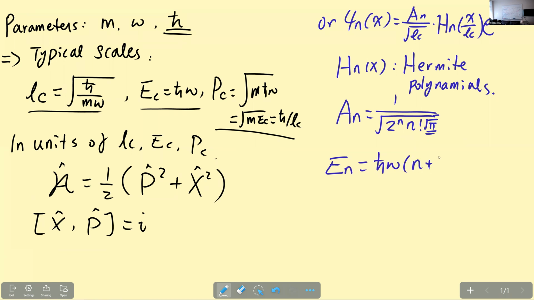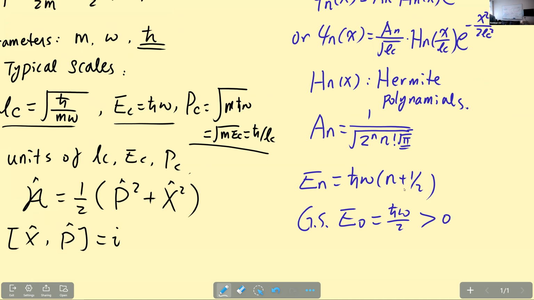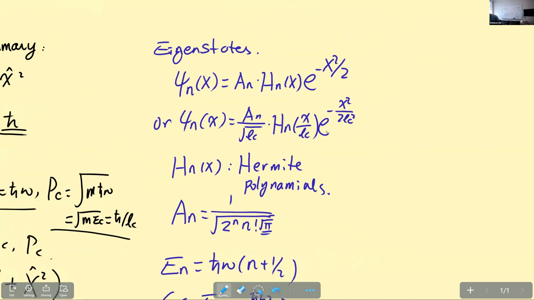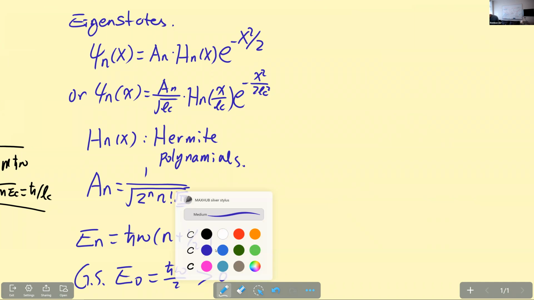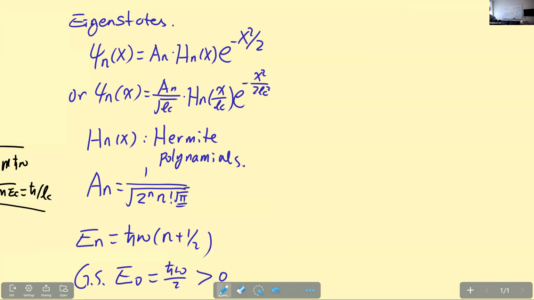So the energy is also very intriguing. It's equally spaced. And the important thing is that the ground state energy E0 equals h bar omega over 2, and this is not 0. The reason is that we have vacuum fluctuations. We have, so-called, x squared equals 1 over 2, and p squared equals 1 over 2, of course for the ground state.